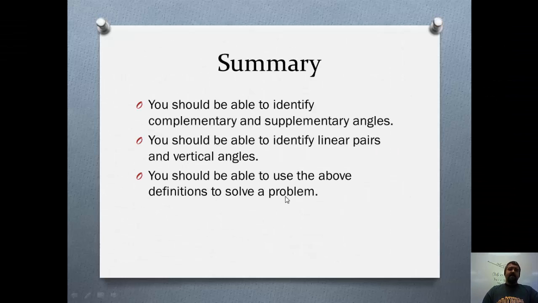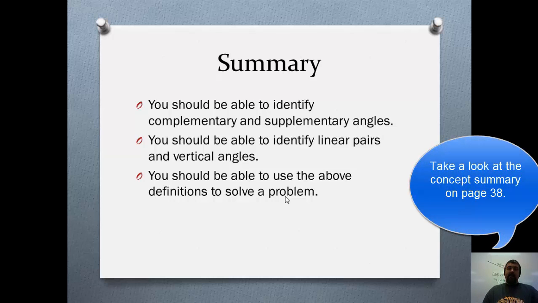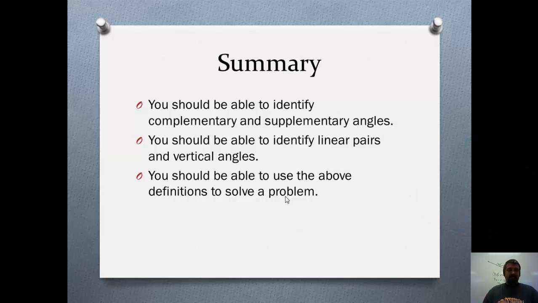At this point, you should be able to identify both what complementary and supplementary angles are and solve a few problems dealing with them. You should be able to identify to me what exactly a linear pair is and why it's different than a supplementary angle. And you should also be able to look at a diagram and tell me exactly what angles are vertical angles. Remember, all these 4 are only pairs. If you ever tell me that a linear pair is 3 angles, it's wrong. And you should be able to use any of these to solve a problem in any given situation.